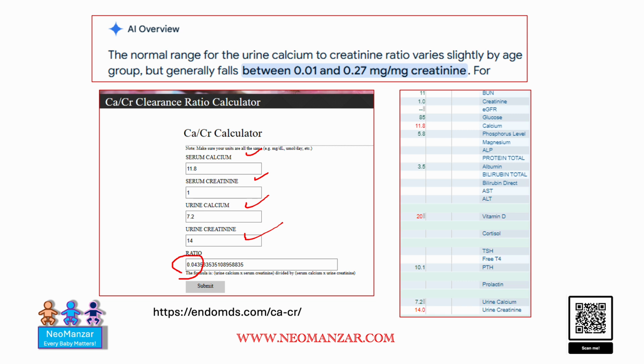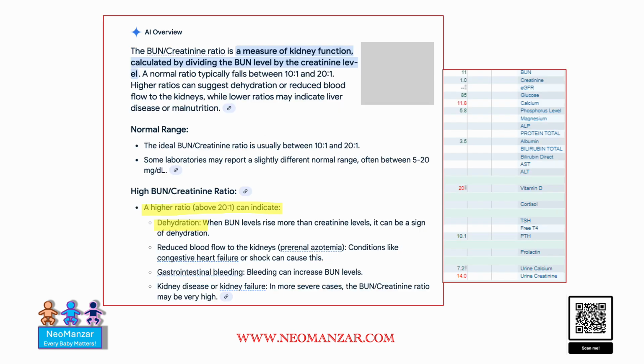The ratio here is 0.04, and the normal range is this. So this infant has a normal calcium to creatinine ratio. The patient is not excreting calcium in the urine, and knowing the calcium creatinine ratio guides differential diagnosis and management. You can read more about it online. And this is another explanation of what I already talked about: a BUN to creatinine ratio suggesting dehydration has to be 20/1, and here it is 11/1.